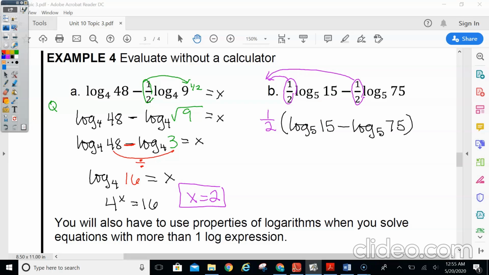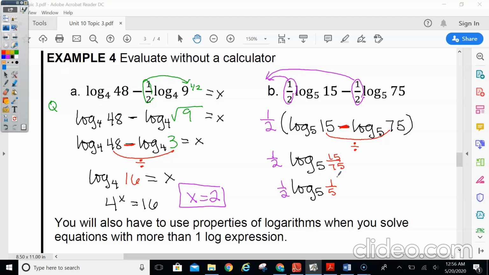So here, since I'm subtracting, I'm going to divide these two. So log base 5 of 15 divided by 75. So I can reduce this. I can divide both of them by 15 and get log base 5 of 1/5. But I still have that 1/2 in front of both.